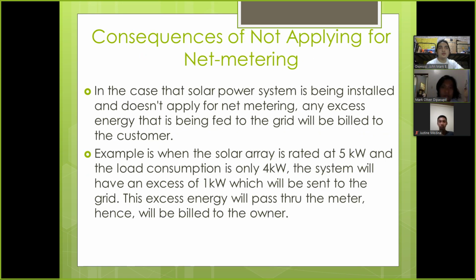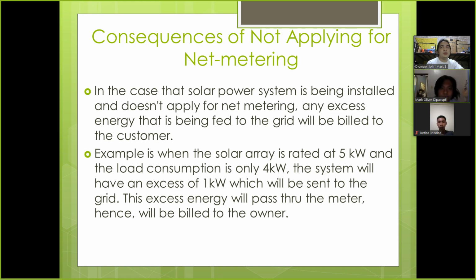Now, consequences of not applying for net metering? In the case that a solar power system is installed and doesn't apply for net metering, any excess energy that is being fed to the grid will be billed to the customer. Example is when the solar array is rated at 5 kilowatts and the load consumption is only 4 kilowatts. The system will have an excess of 1 kilowatt which will be sent to the grid. This excess energy will pass through the meter, hence will be billed to the owner.